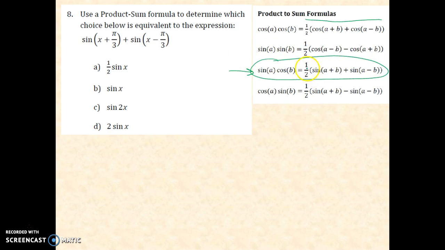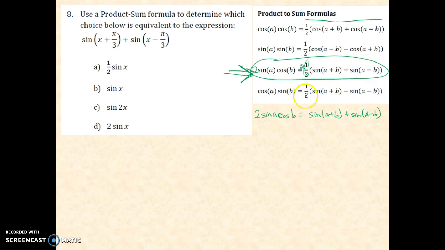But, look, I got a 1/2 in front, so what am I going to do? I'm just going to multiply both sides by 2 real quick. 2 times 1/2 is 1. The 2's cancel out. So I get sine of a plus b plus sine of a minus b equals 2 times sine of a times cosine of b. So this right here is, I just took this identity and multiplied both sides by 2.